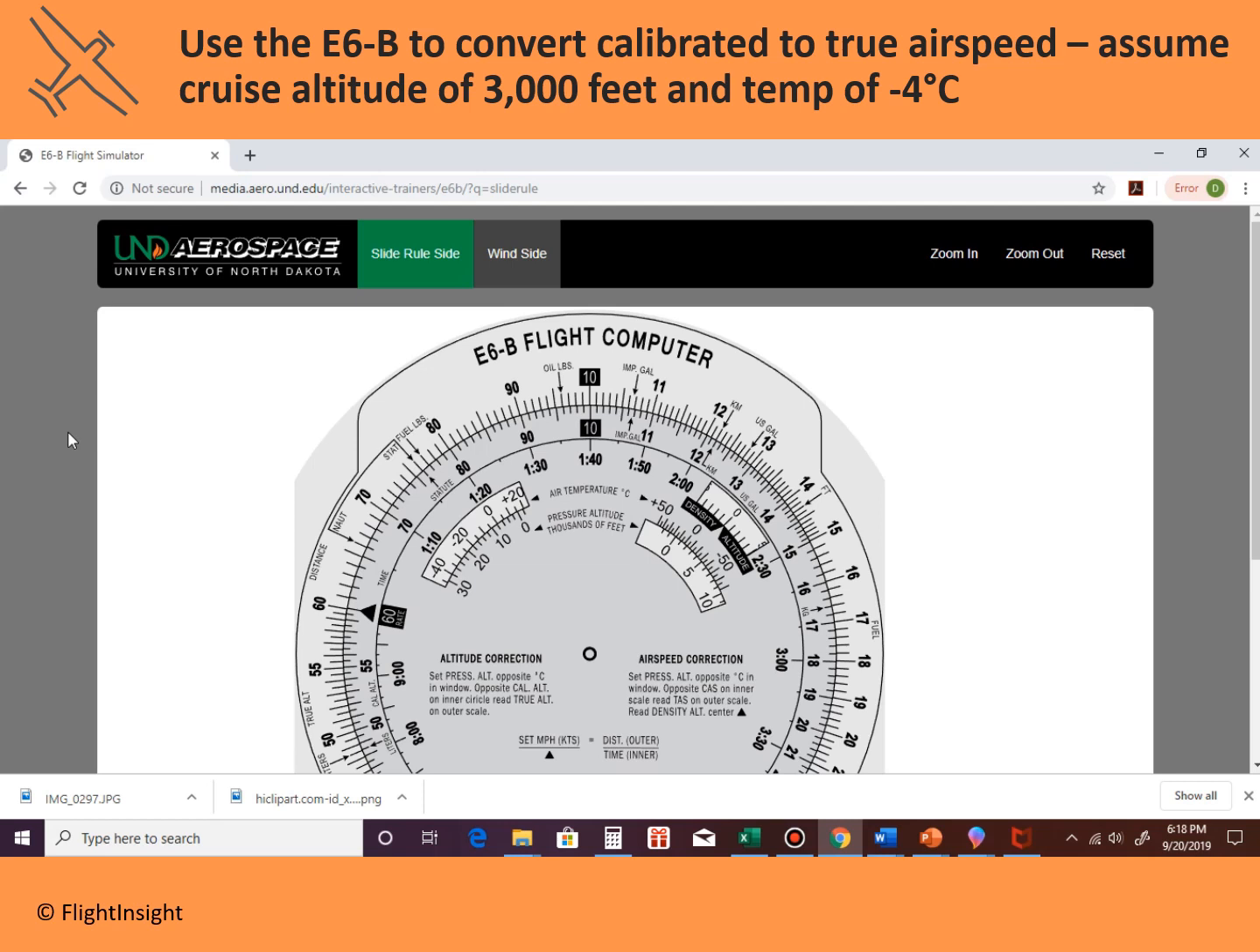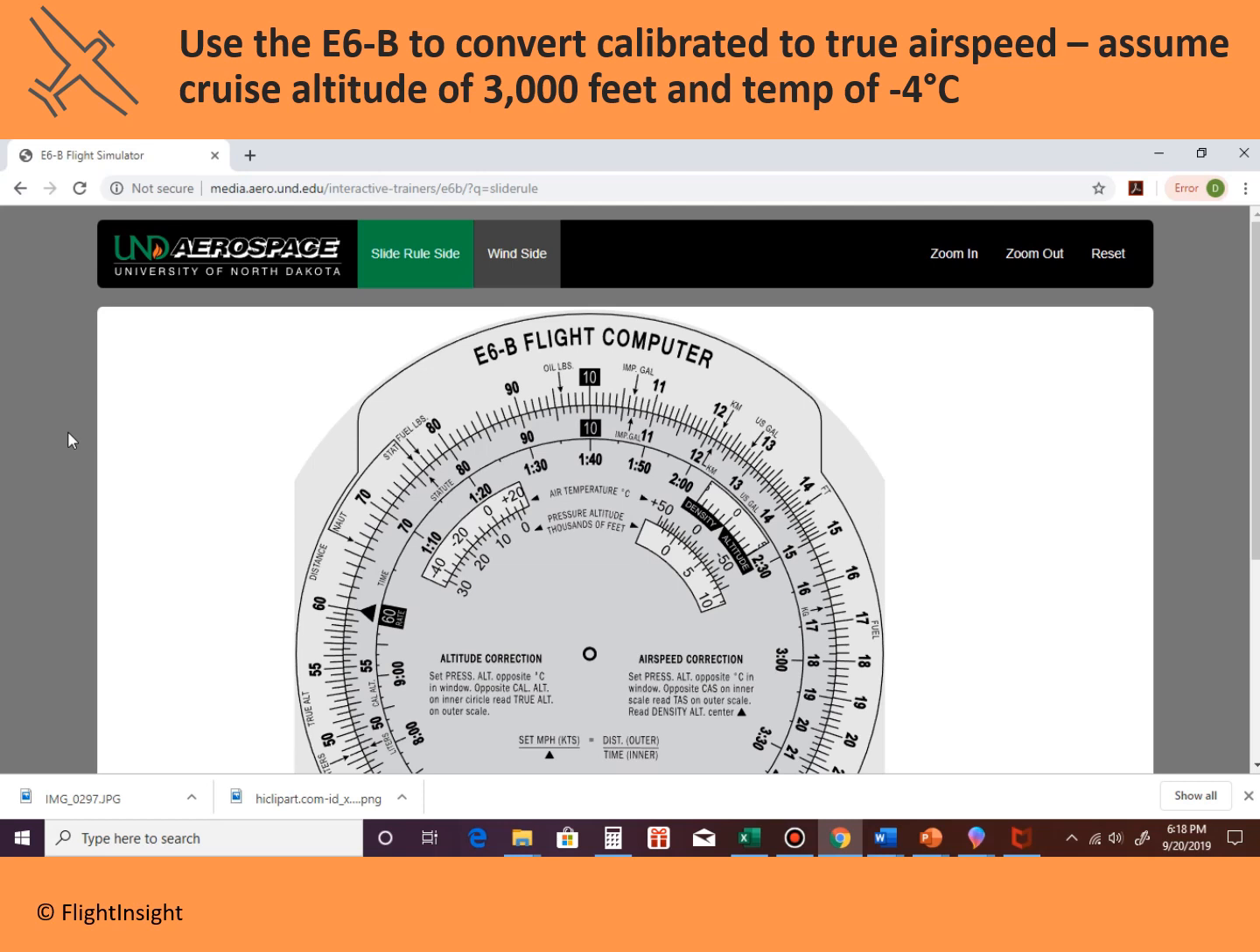Remember, as the air gets thinner, as you get up higher or the temperature gets hotter, the amount of air molecules that the instrumentation system is playing with will reduce. So that's going to cause you to need to fly a faster true airspeed in order to get the same indicated airspeed on the airspeed indicator. So if we know what the outside air temperature is and we know what the pressure altitude is, we can put that into the E6-B and it's going to tell us what our true airspeed is.